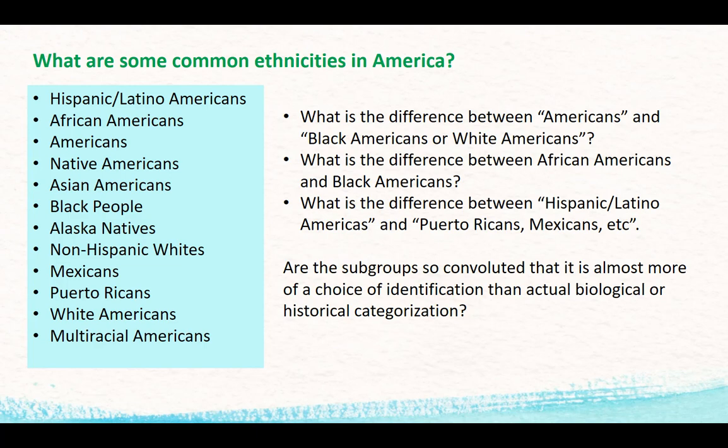What is the difference between Hispanic Latino Americans and Puerto Ricans, Mexicans, etc.? So is Hispanic Latino just an overarching group, while Puerto Ricans, Mexicans, and other subgroups are specific ethnicities that are culture specific, because Puerto Ricans are not necessarily going to follow all the same cultural heritage and background as Mexicans, but do they all fall underneath the Hispanic Latino Americans group? Or is it that all these subgroups are so convoluted that it's almost a choice of which you identify with rather than an actual biological or historical categorization?